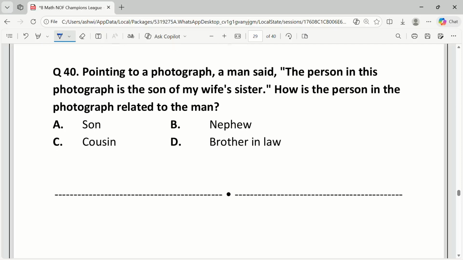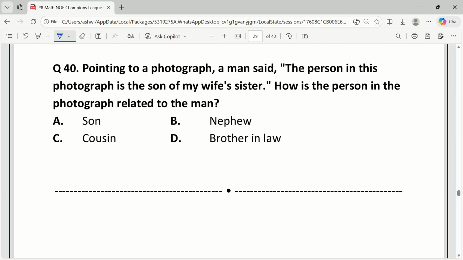Question 40. Pointing to a photograph, a man said, "The person in this photograph is the son of my wife's sister." How is the photograph related to the man? The answer is B, nephew. The man's wife's sister is his sister-in-law, and the son of his sister-in-law is his nephew.